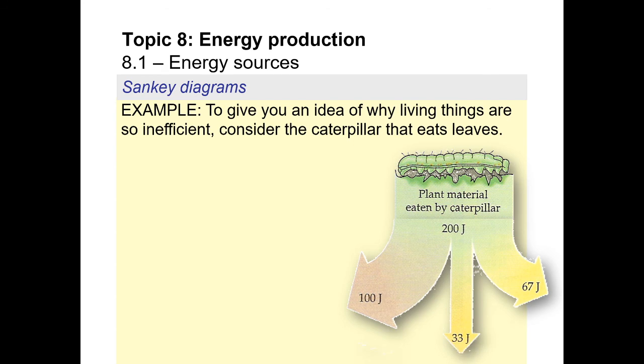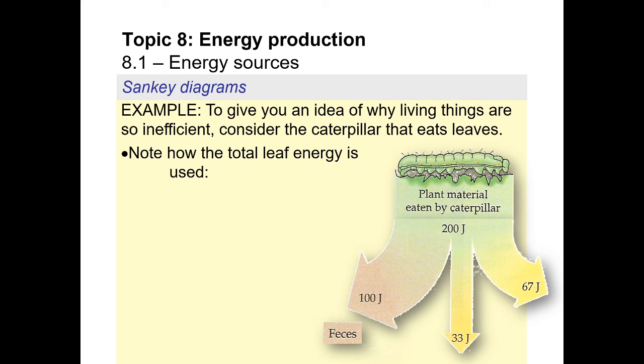So where do those 200 joules go? Well, I know that 100 joules of it goes to its feces. Okay, 33 joules goes to its growth, and 67 joules goes to something called cellular respiration. Those of you that didn't study biology, that pretty much just means it's gaining biochemical energy from its nutrients. So this is its energy, this is its change in mass, and this is its excrement.